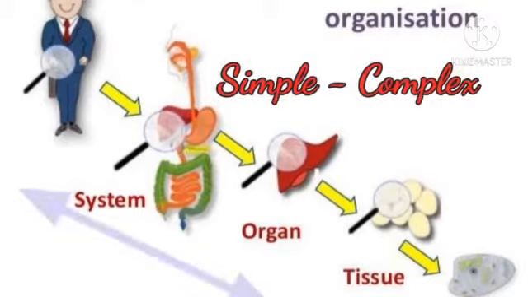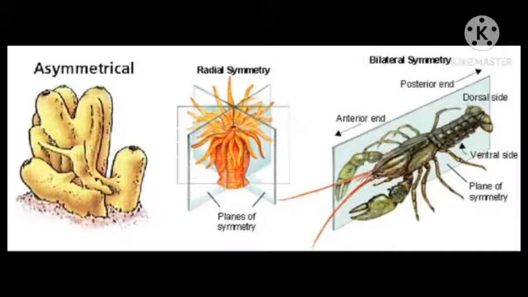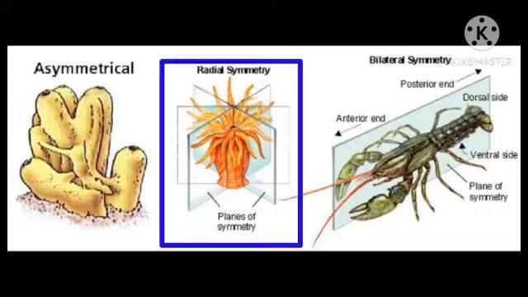The second criterion is symmetry. Symmetry means when an object or a body is divided into two equal parts. So here there are two types of symmetry, that is radial symmetry. Radial symmetry means that the body of an animal can be cut into two equal parts in any plane passing through the center. Examples are coelenterates and starfish.